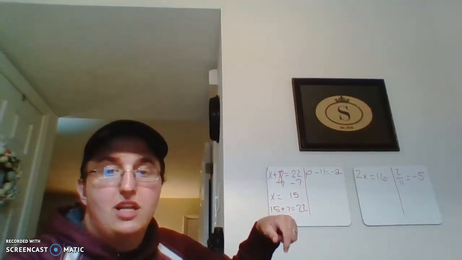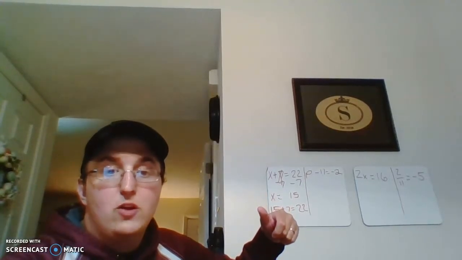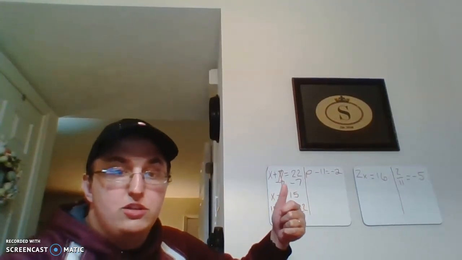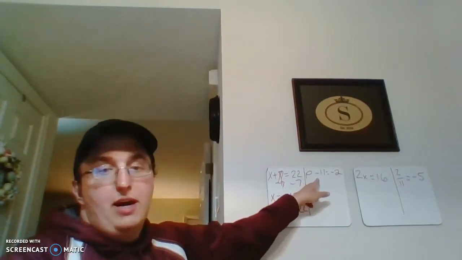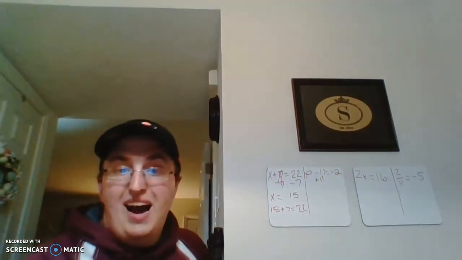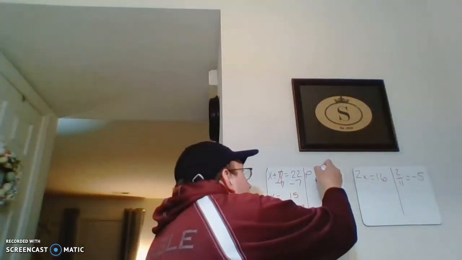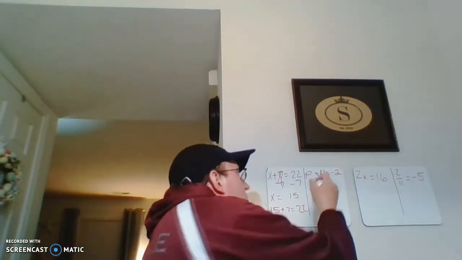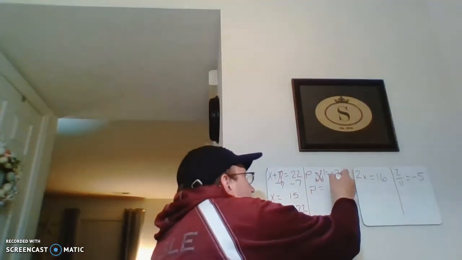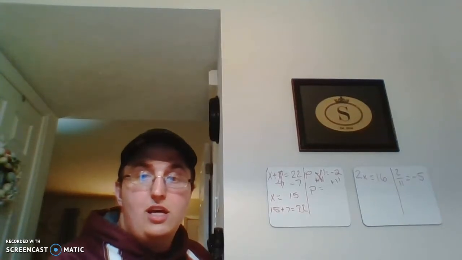We have p minus 11 equals negative 2. So again, we have to do the opposite operation. So the opposite of subtraction is addition. So instead of subtracting by 11, we add 11. All right, because if you have a minus 11 and you add 11 to it, it cancels out, brings it to 0. We're left with p equals, and remember, we have to do it to both sides. So negative 2 plus 11 is going to equal.